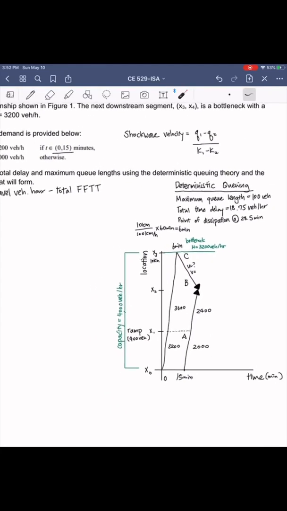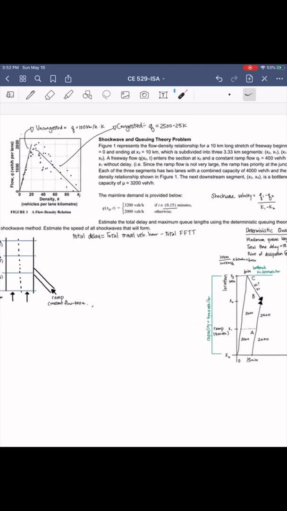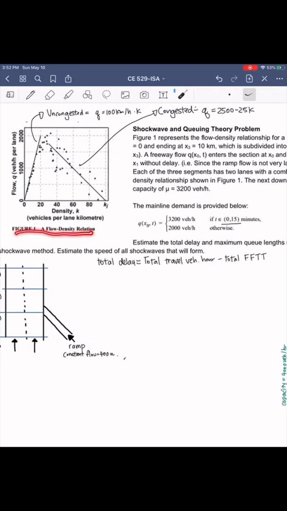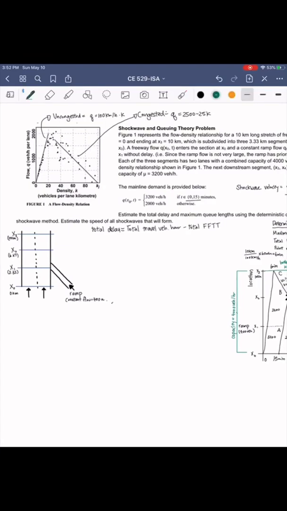The equation for the shockwave velocity is shown right here. It's Q1 minus Q2 divided by K1 minus K2. Q1 is the flow from the upstream, Q2 is the flow from the downstream, K1 is the density from the upstream, and K2 is the density from the downstream. So we're going to use this given density flow relation to find the density of these regions. I'm going to call this shockwave 1. Let me write it down here in black.